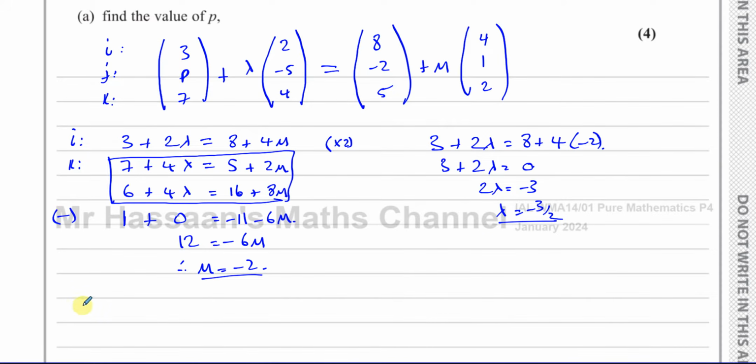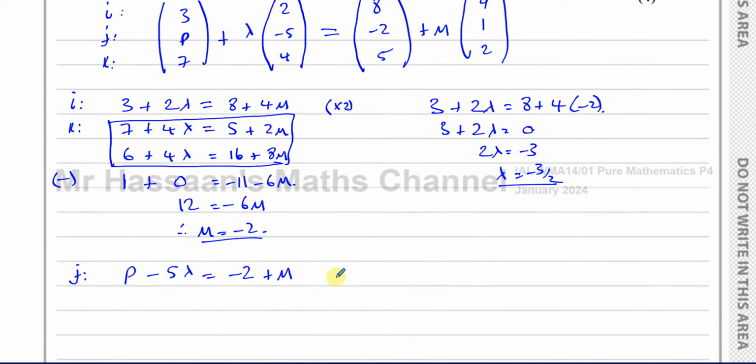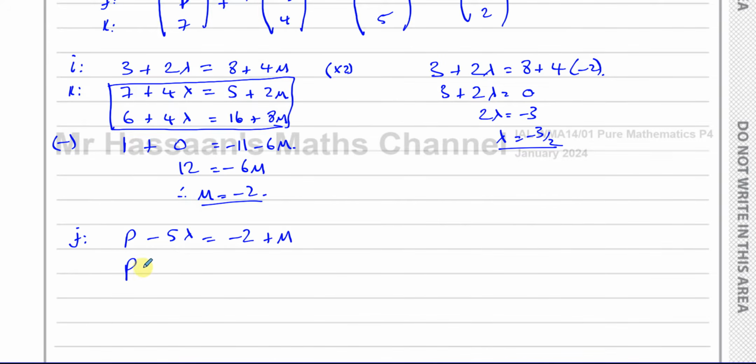I can now use the j component of my equation, where I have p minus 5 lambda equals minus 2 plus mu. So I can substitute the values of lambda and mu in, since this is at the point where they intersect. Lambda is minus 3 over 2 and mu is minus 2. So I end up with p plus 15 over 2 equals minus 4.